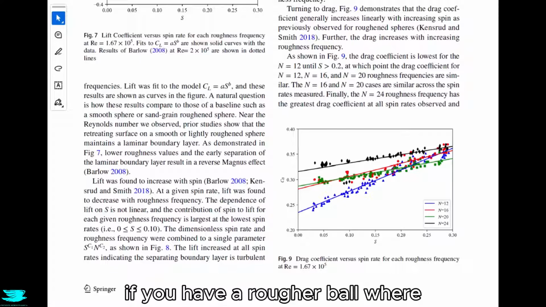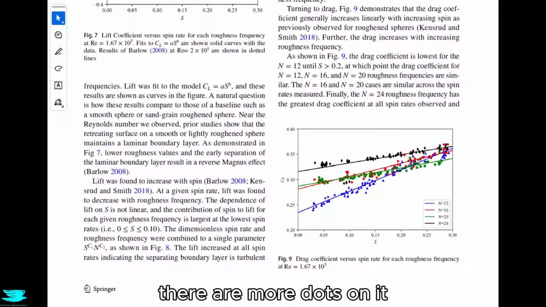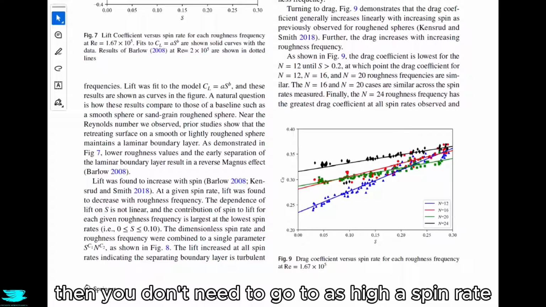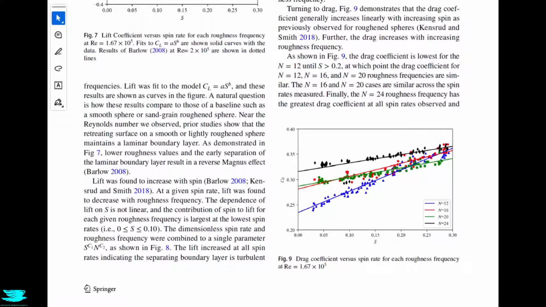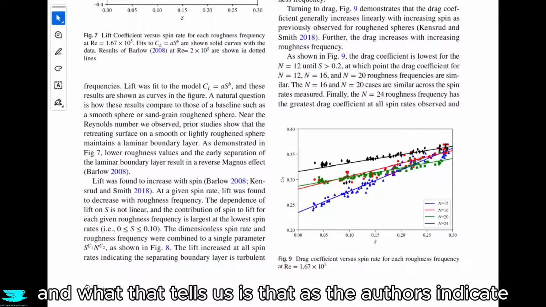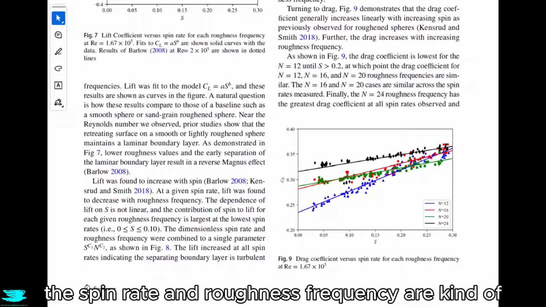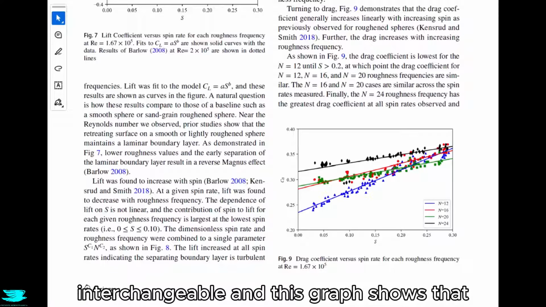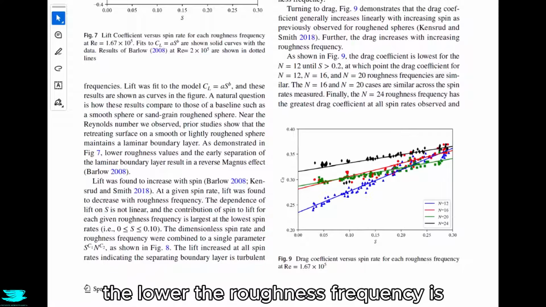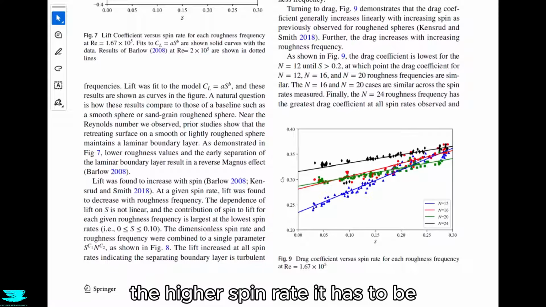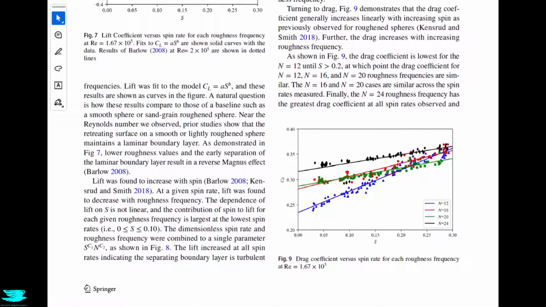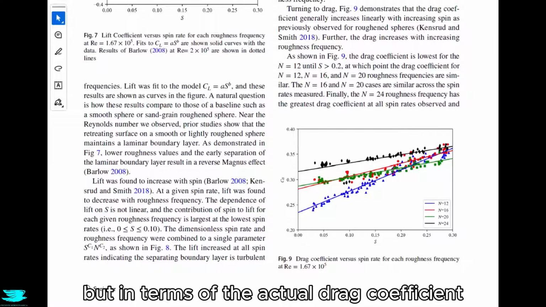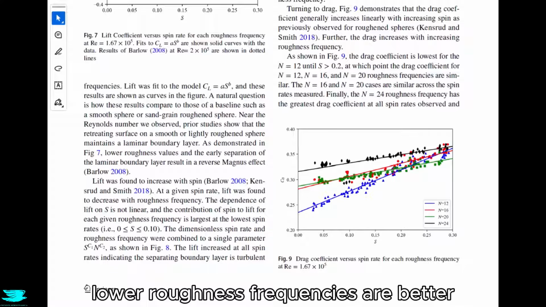If you have a rougher ball where there are more dots on it, then you don't need as high a spin rate to get a dot in the optimal boundary layer tripping point. And what that tells us is that, as the authors indicate, the spin rate and roughness frequency are kind of interchangeable. This graph shows that the lower the roughness frequency is, the higher the spin rate has to be to get similar effects as on higher roughness frequencies.